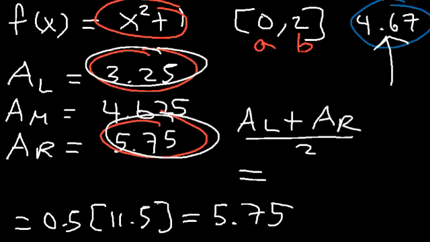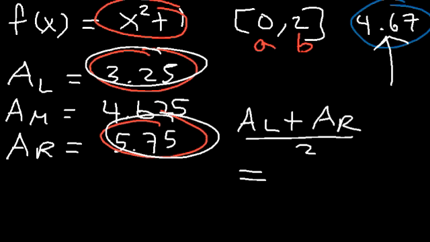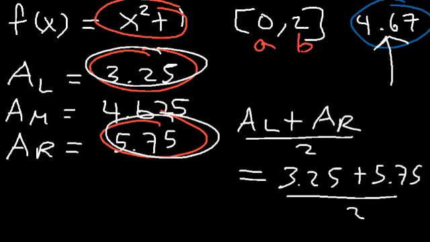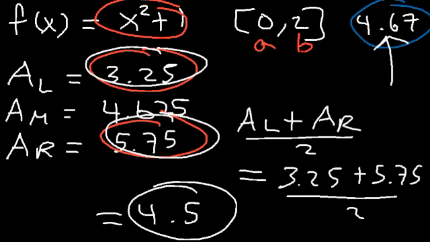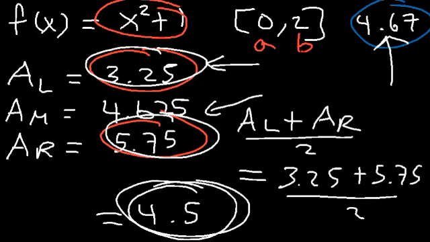So if we add 3.25 plus 5.75 and then divide by 2, notice what's going to happen. 3.25 plus 5.75 is 9, divided by 2 is about 4.5. And 4.5 is pretty close to 4.67. At least it's closer than A_L and A_R. So this is a better approximation than using the left or the right endpoint separately.